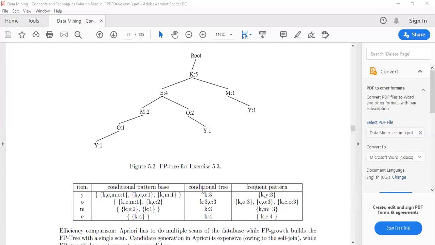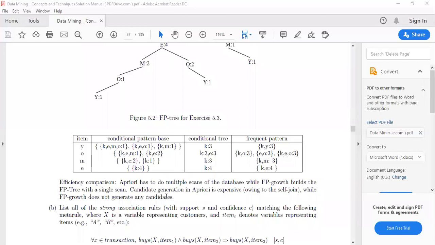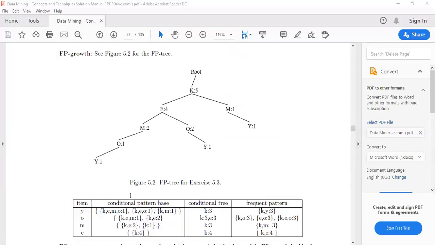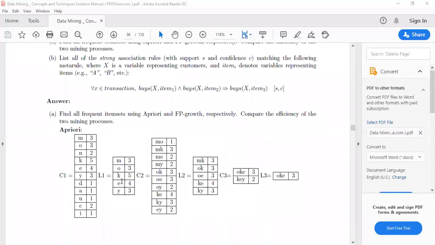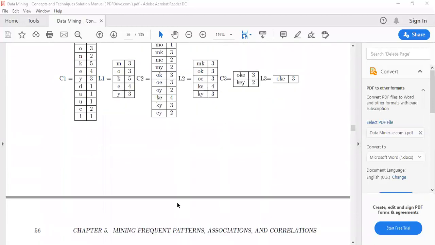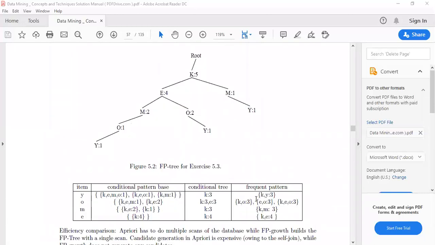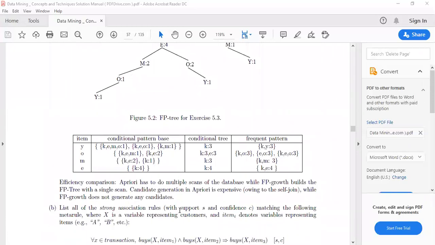Now for the efficiency comparison, we have seen both the algorithms. In efficiency comparisons, you can see Apriori has to do multiple scans of the database, while FP growth builds the FP tree with a single scan. In the Apriori algorithm, we have done different scans, but in FP growth, with only one table column, we find all the values. That's what they are telling.